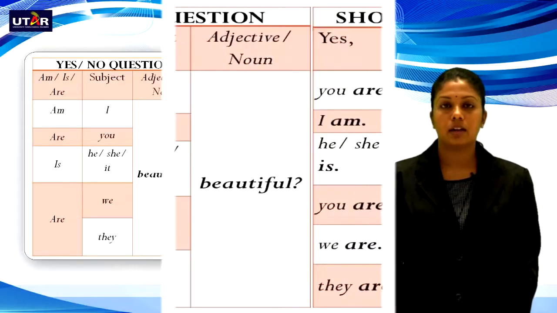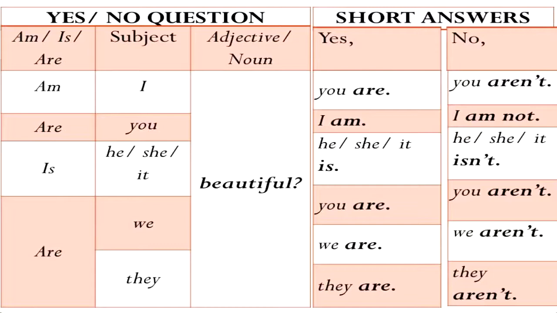Yes, you are. Yes, I am. Or you can say no, you are not. No, I am not. So we have a few subjects there. Am I beautiful? Are you beautiful? Is he, she, it beautiful? Are we beautiful? Are they beautiful?